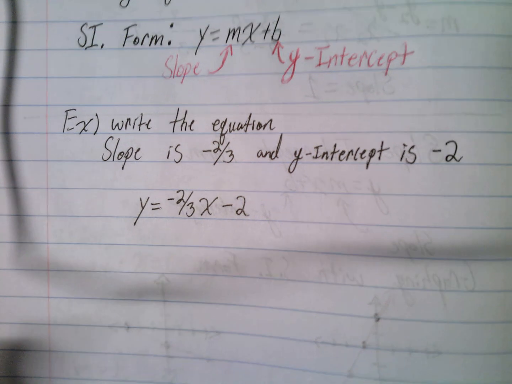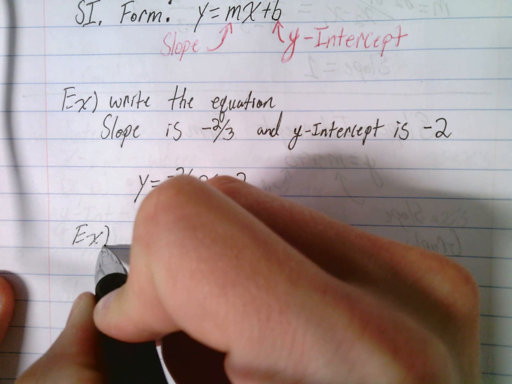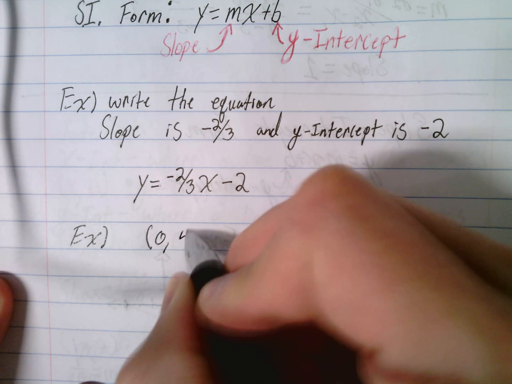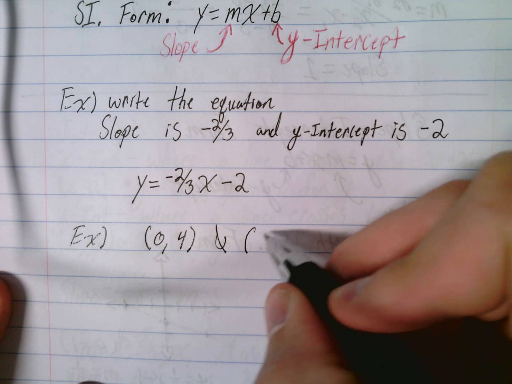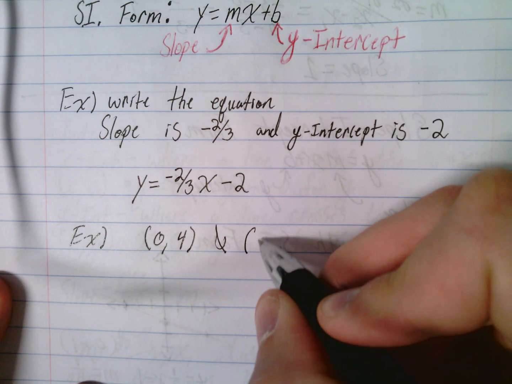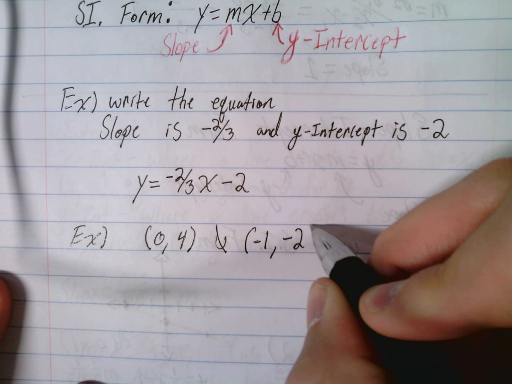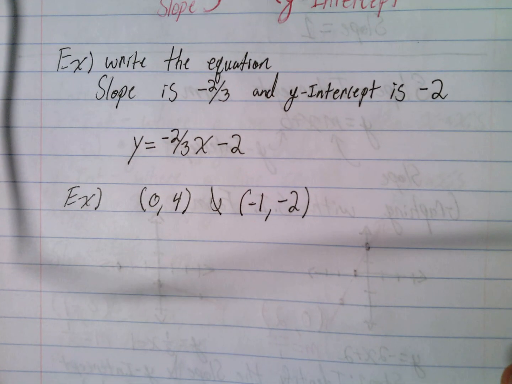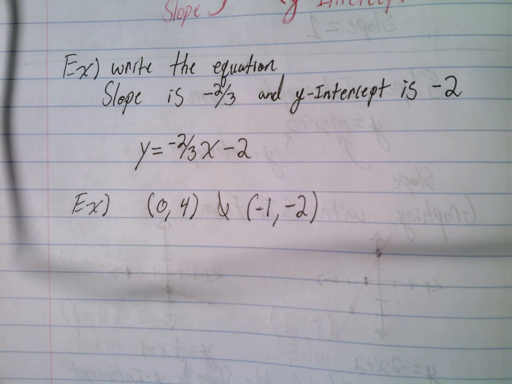All right, cool. So let's do one more that's kind of like this. Say that we're given this now. If I give you these two points, let's call it (0, 4) and, how about, (-1, -2). What if I only give you two points? Well, let's look at this first point. What do we know about this first point?